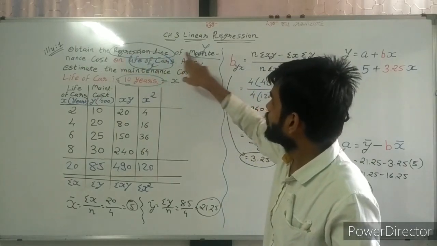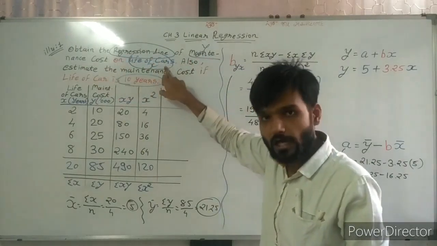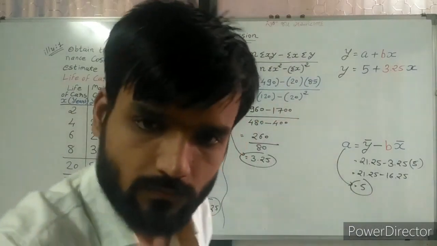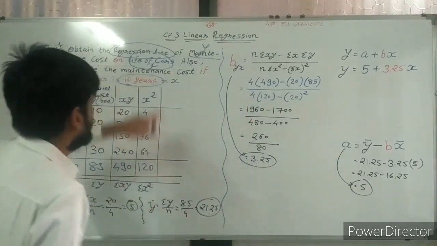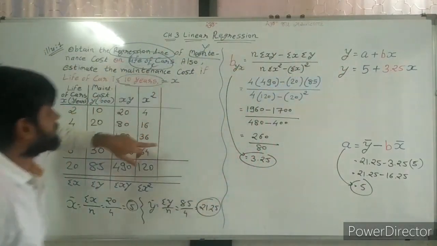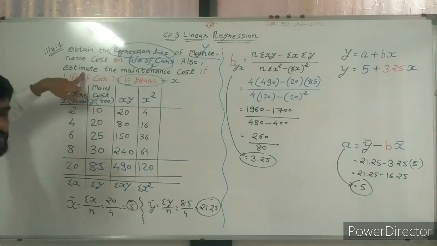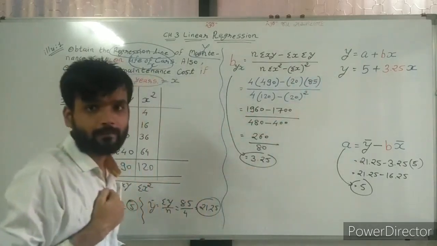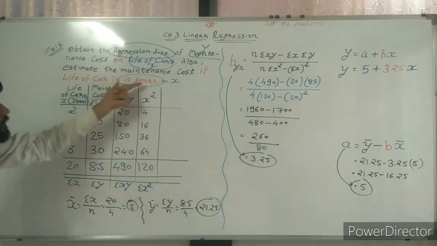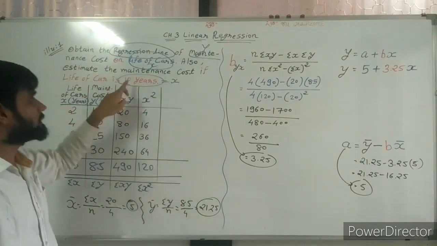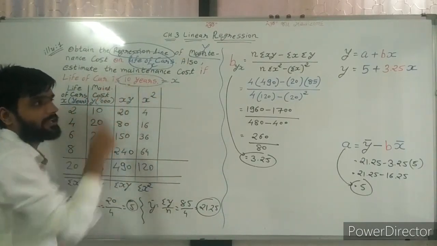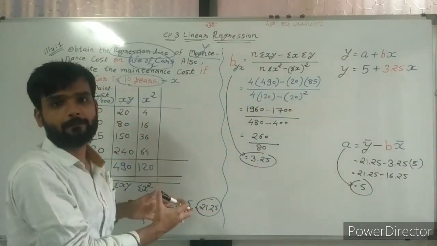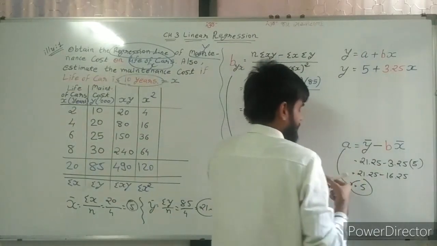Regression line of maintenance cost on life of cars, Y on X, that we have found. Y on X we have a line. What is the other question? Estimate the maintenance cost. We need to estimate Y. If life of car is 10 years, so X is equal to 10. When X is equal to 10, find the value of Y. Indirectly they want to say this thing. So we are replacing here X is equal to 10.